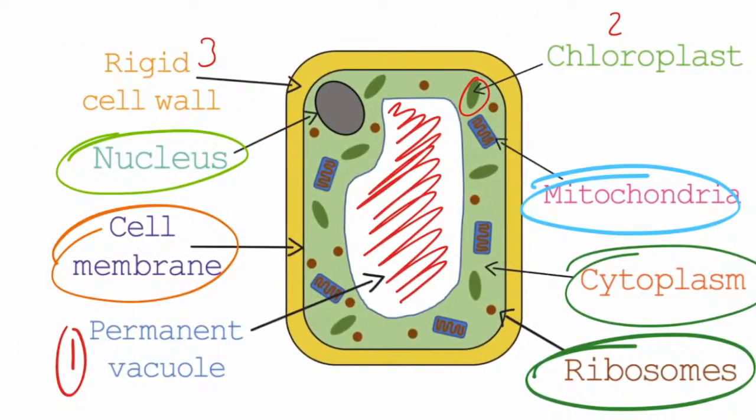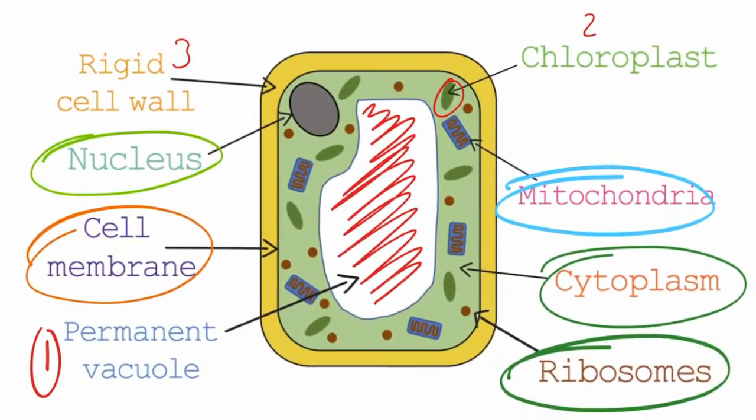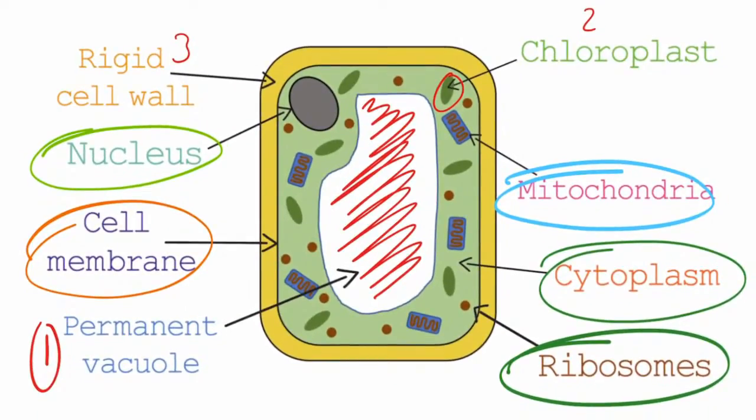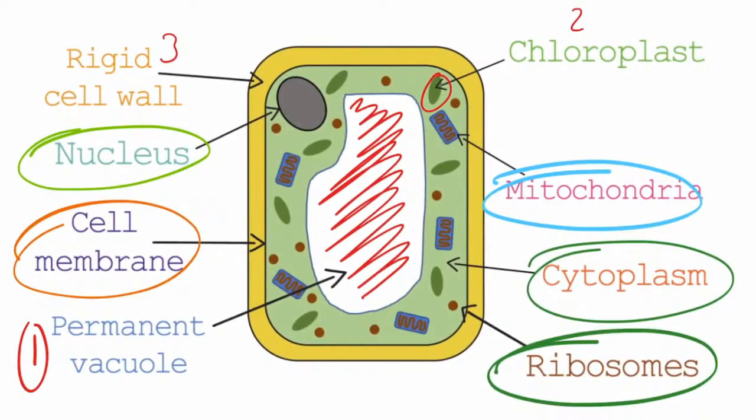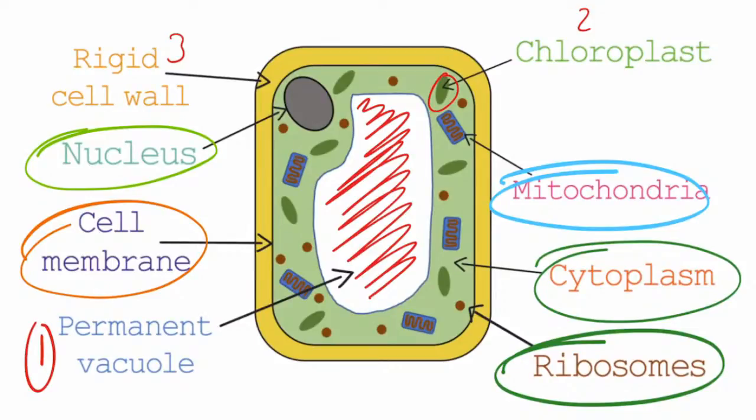Okay. Also, it's worth mentioning that plants also respire. So plants don't solely photosynthesize, they've also got mitochondria, and mitochondria allows the plants to respire. Okay, the final one that we need to mention, so number 3, is just a rigid cell wall, and this goes around the outside of the cell like that. What the rigid cell wall does is it gives essentially the cell the rigidity and structure that it needs.